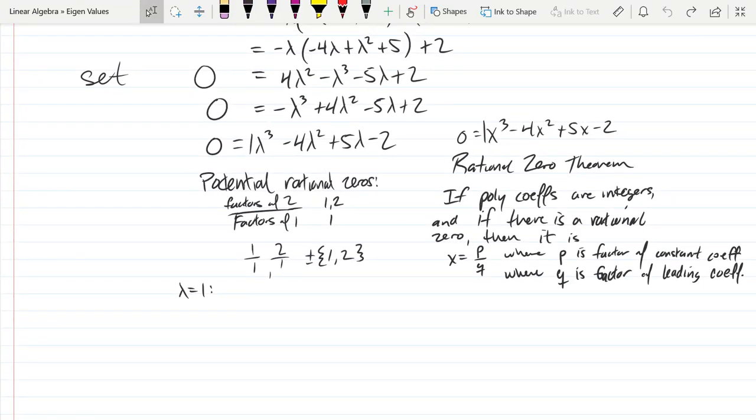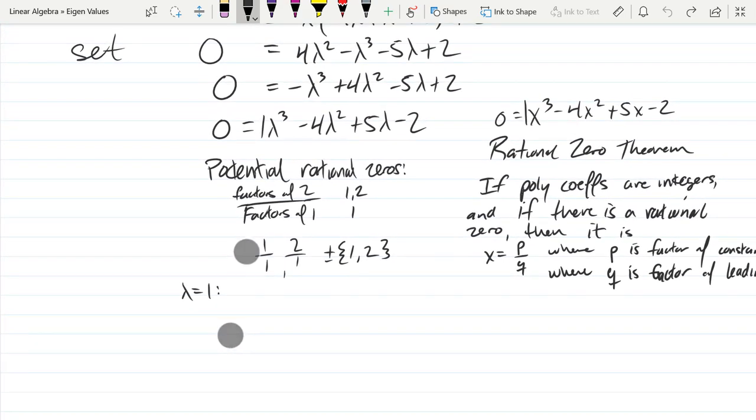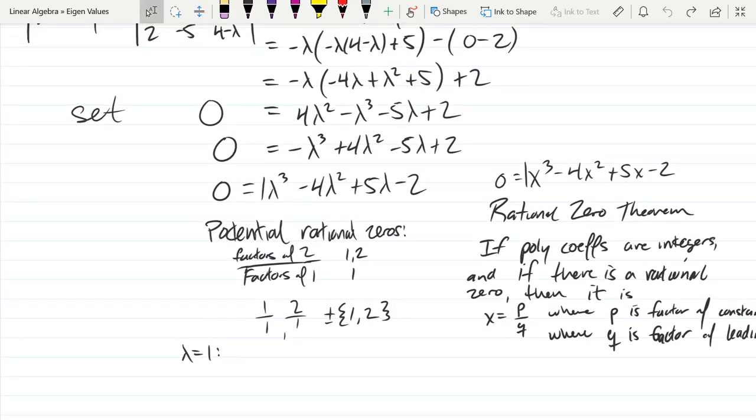So we're going to try our rational zero theorem. We've got factors of the constant coefficient, which is 2, divided by the leading coefficient, which is 1. Factors of 2 are 1 and 2, factors of 1 are 1. You can get positive or negative versions of these, so we're going to try positive 1, negative 1, positive 2, negative 2. We're going to try all four of those lambda values and plug them into this polynomial. Let's give it a name.